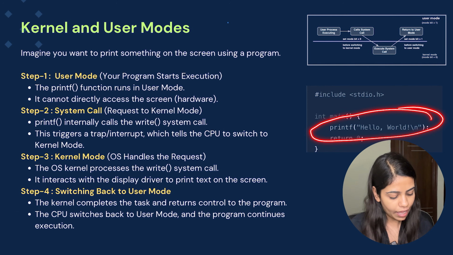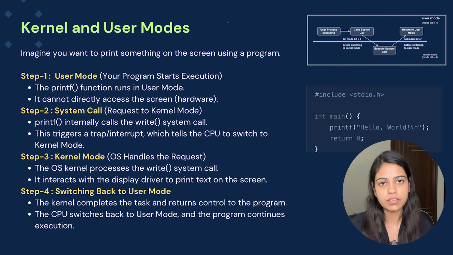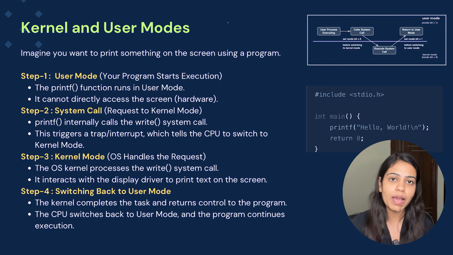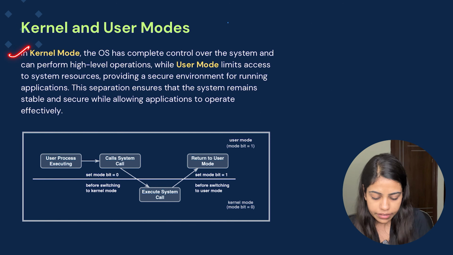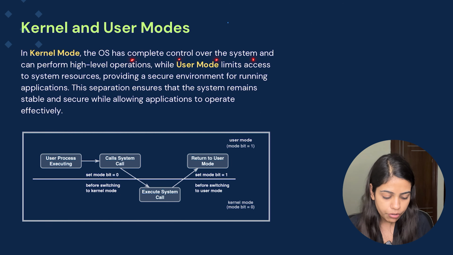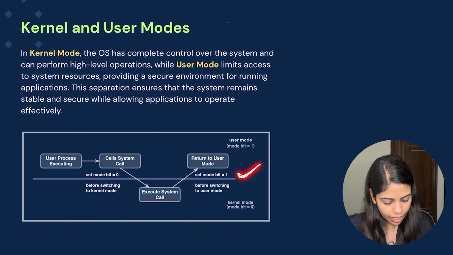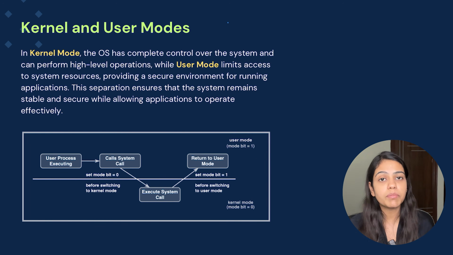So this particular thing has been printed onto the screen with the help of the operating system which happens to be in the kernel mode. In the user mode, the user basically requests for something. In the kernel mode, all those requests are processed and then the switch back to the user mode happens. Now in the kernel mode, the operating system has complete control over the system and can perform high level operations. While in the user mode, it limits the access to system resources, providing a secure environment for running applications. This separation ensures that the system remains stable and secure while allowing the applications to operate effectively. So this particular separation makes sure that all the applications operate effectively, in a stable and secure environment.